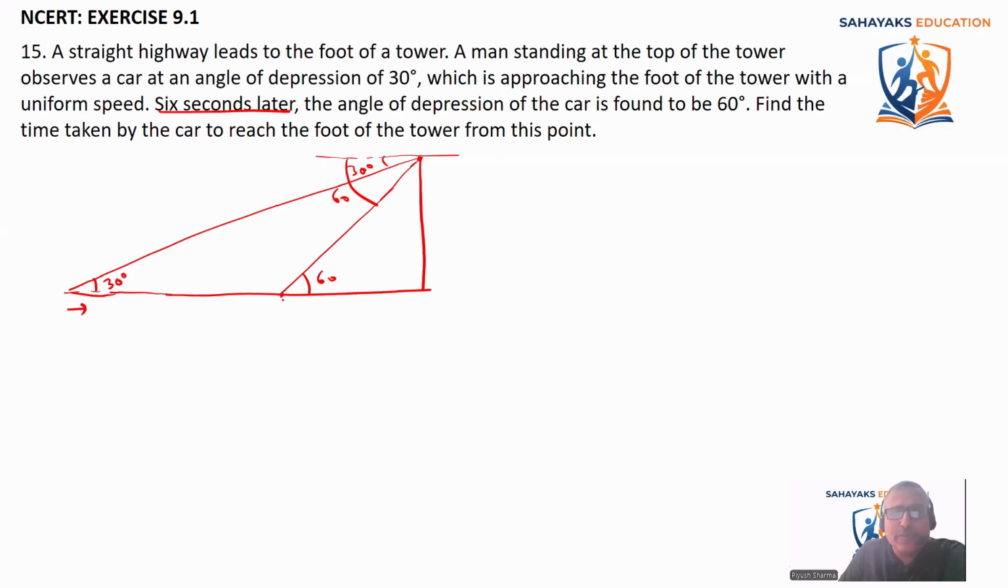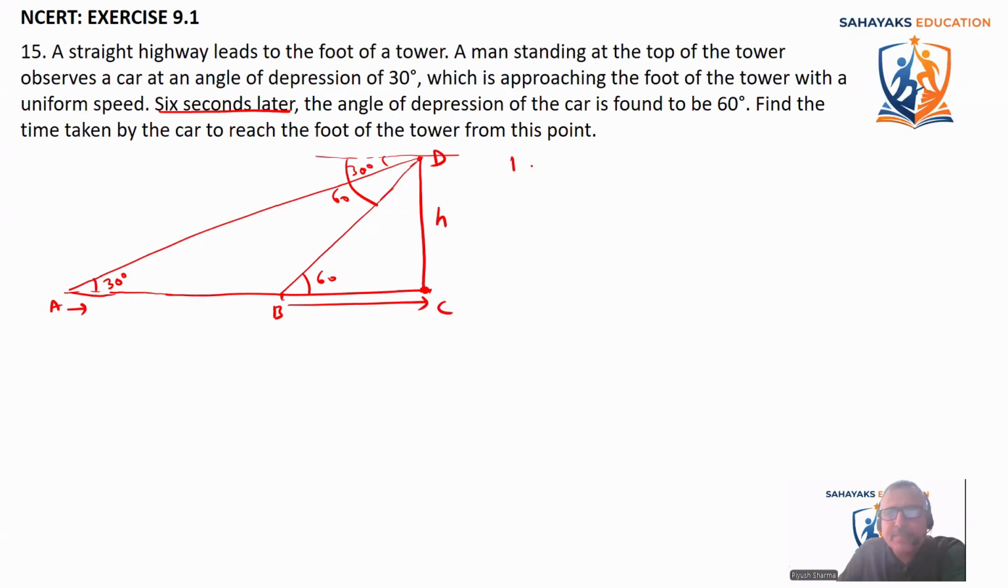So they want to know from here, how much time will it take for the car to reach the foot of the tower? Okay, so let's find out. Say the height of the tower is h. We'll just mark it A, B, C, D. So let's compute the distances in terms of h.